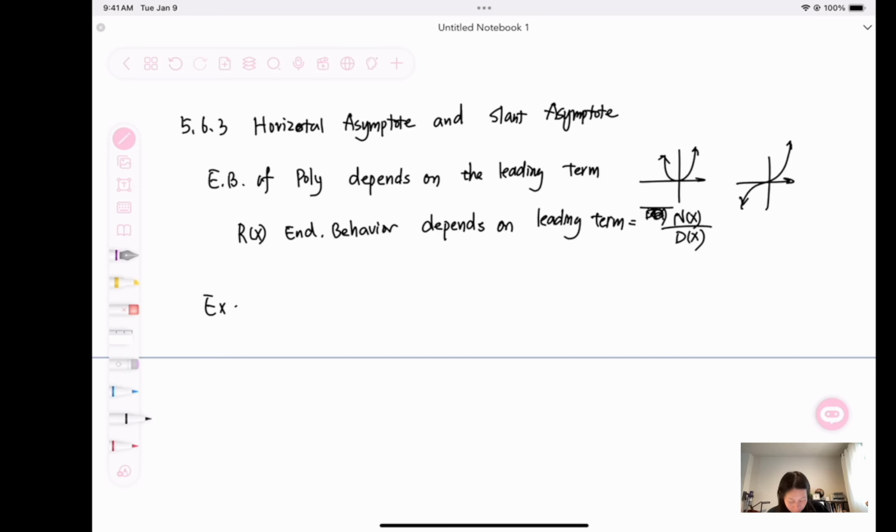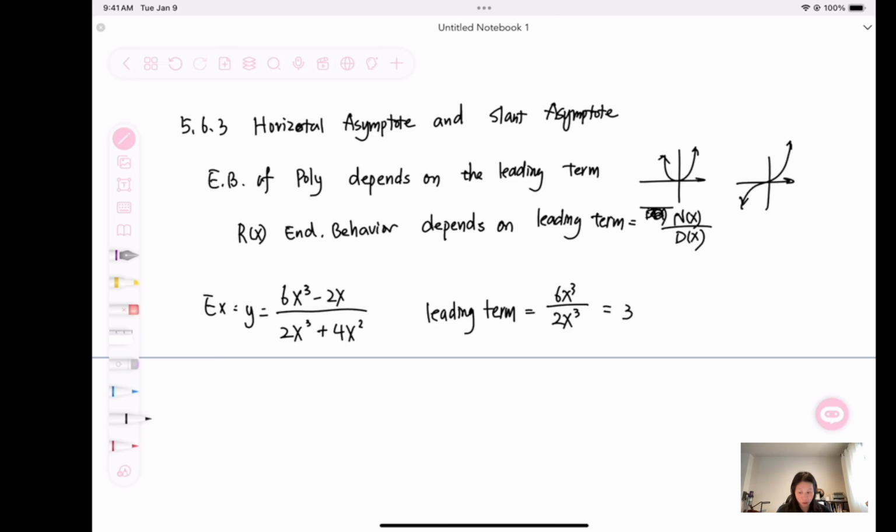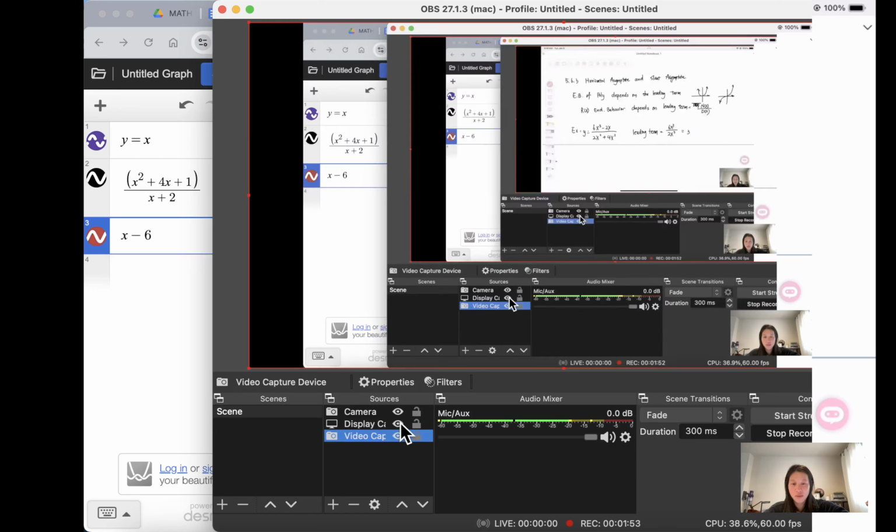So for example, let's take a look. 6x cubed minus 2x over 2x cubed plus 4x squared. So in this rational function, we have a leading term. On the top, the numerator is 6x cubed, over 2x cubed in the bottom. So simplify, it is equal to 3. So let's take a look. What does the graph look like for this rational function?